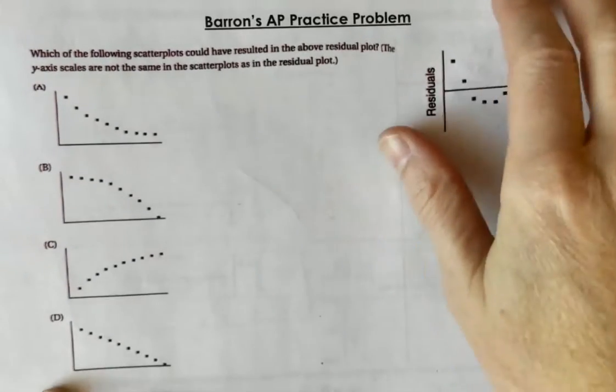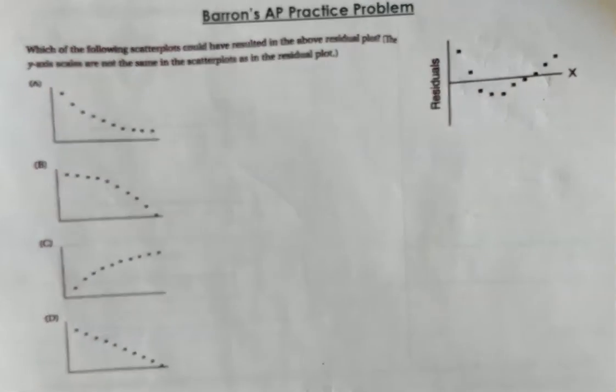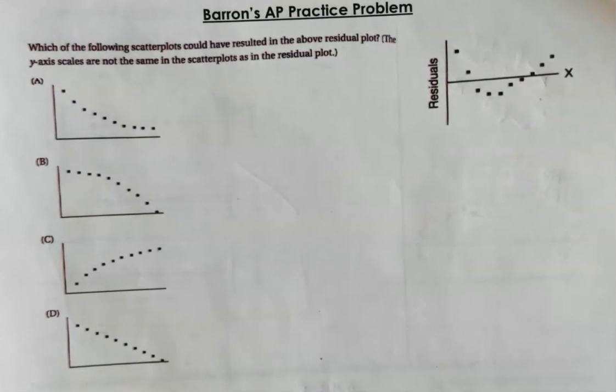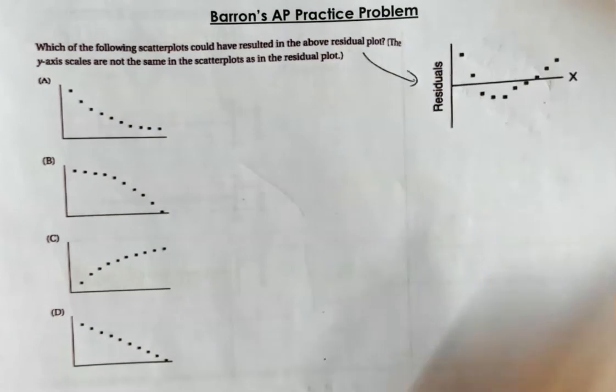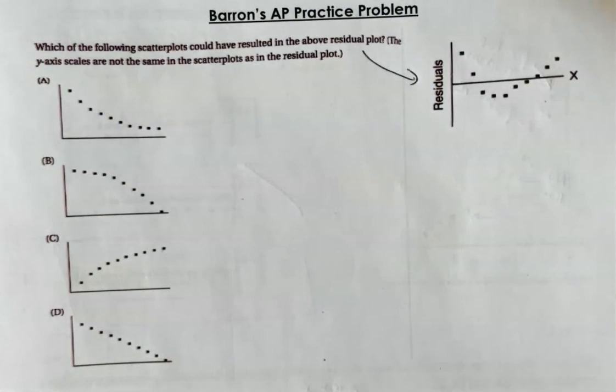Alright, and then my last one, here's my practice AP problem having to do with residual plots. It says, which of the following scatter plots could have resulted in the above residual plot, and I put this residual plot off to the side. The y-axis scales are not the same in the scatter plots as the residuals. Okay. So looking at the, well, I'll go ahead and let you decide. Do you think it's A, B, C, or D?